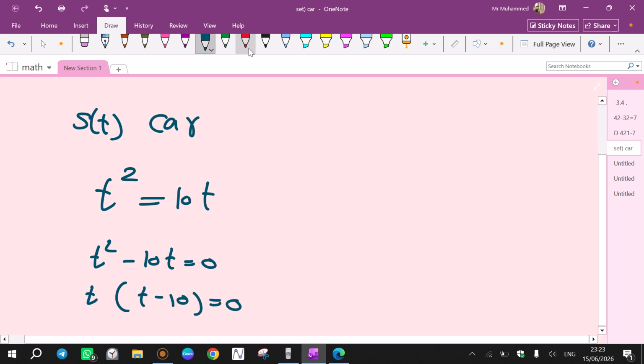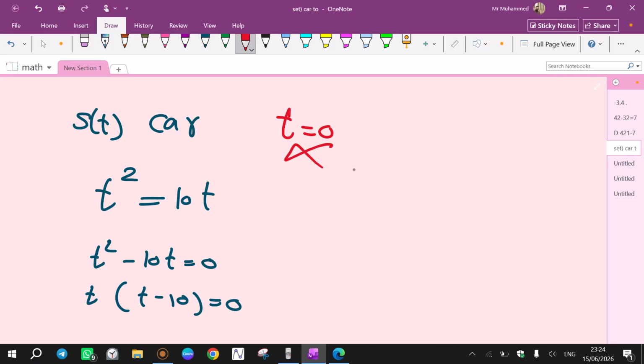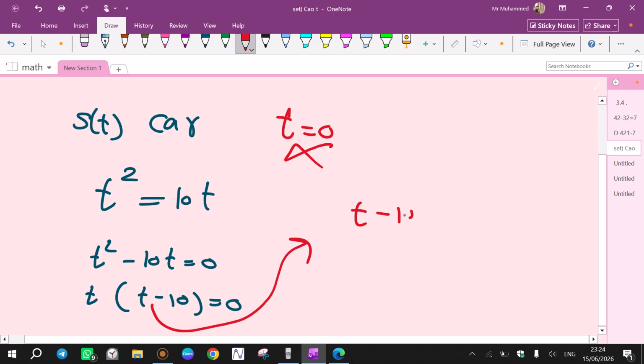Now we are going to have two solutions. One of them is t equal to 0, which is not counted. Why? Because when the time was 0, the car and the truck were beside each other. Then the truck overtook the car. So this t equal to 0 is not considered. Then the other one, t minus 10 equal to 0, t equal to 10. So the car and the truck will be beside each other after 10 seconds.